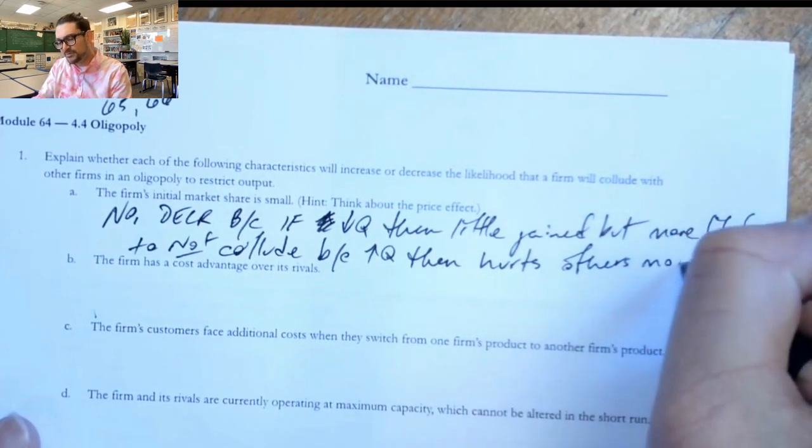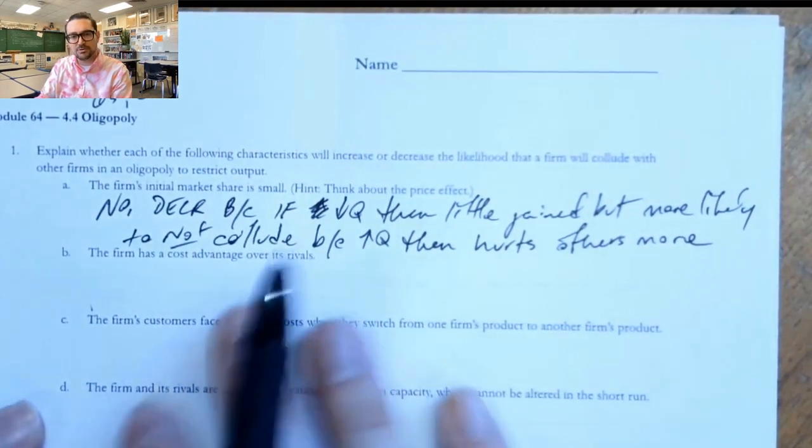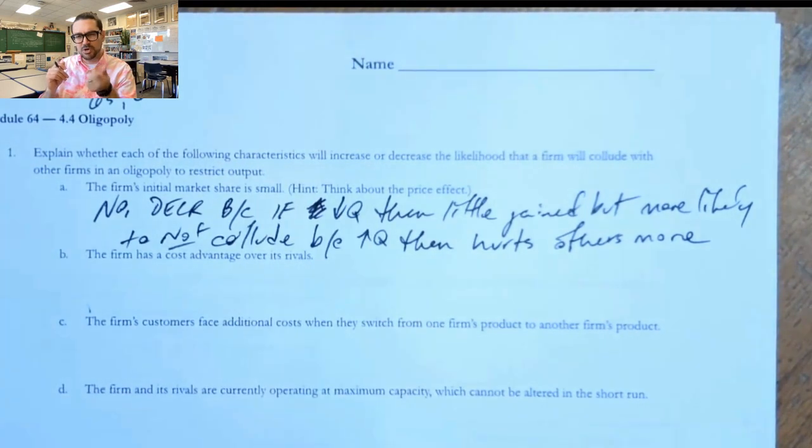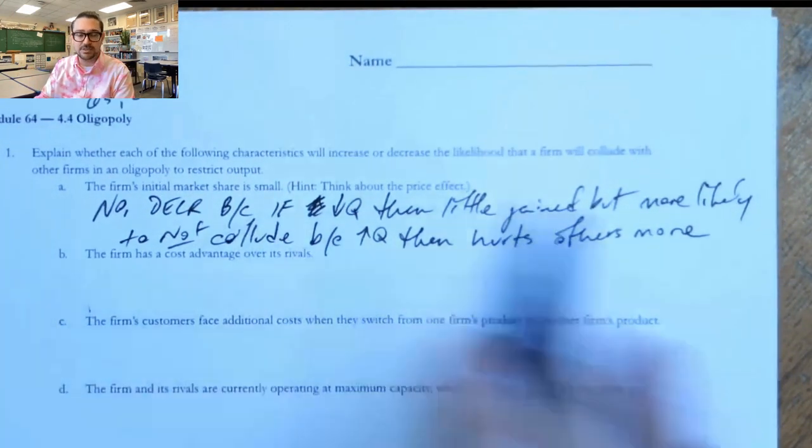And what we mean by that when we say it hurts the others more when they increase their quantity is that because there's such a small amount of the market, when they increase their quantity, the price is going to fall for the product in the whole market. But because this is such a small part of the market, the individual firm really doesn't get hurt as much as all of the competitors do. And so by them increasing output, it actually hurts all the others more than it hurts them. And so they're more likely to not collude. It decreases the likelihood that they would collude.